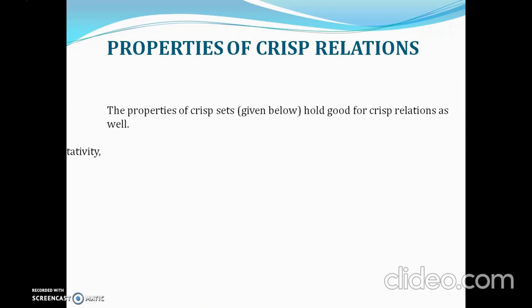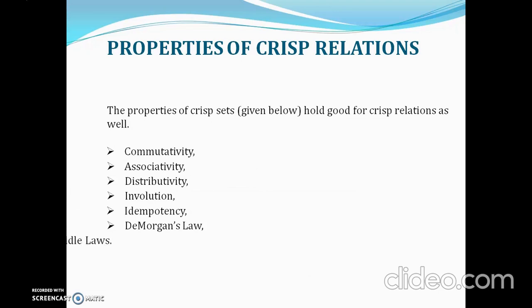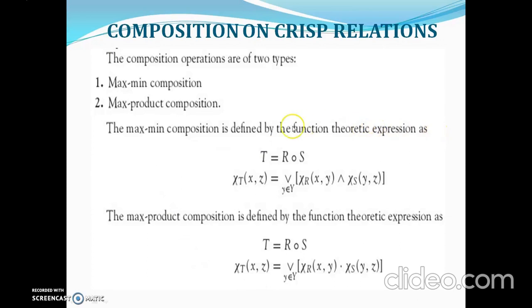Properties for the crisp relations: commutativity, associativity, distribution law, involution, idempotency, De Morgan's law, law of excluded middle. For composition of the crisp relation, we can go for max-min and max-product. If you use max-min, you take the two membership values, apply the min operation inside, and then prefer the maximum value. In the same way for max-product, take the two membership values and multiply. From that group, we have to prefer the maximum value.